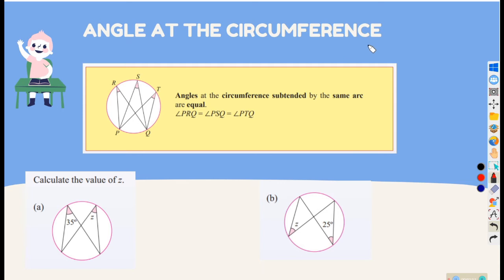Angles at the circumference subtended by the same arc are equal, which means that the angles at R, S, and T here are the same. I want to show you how to get this type of angle. So what is meant by the same arc?